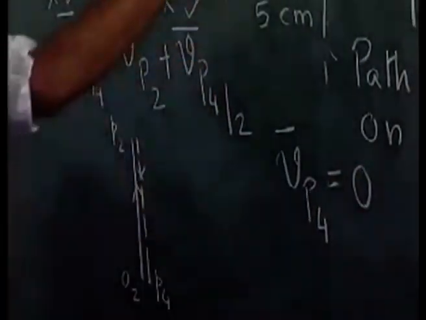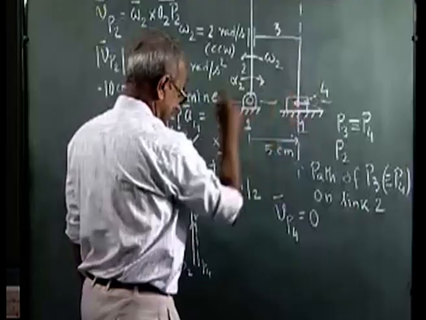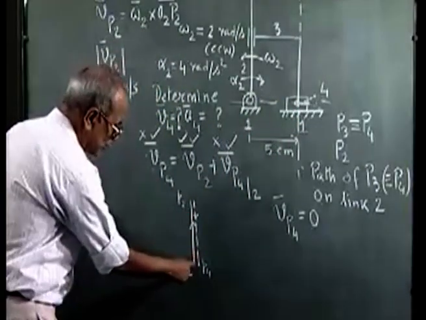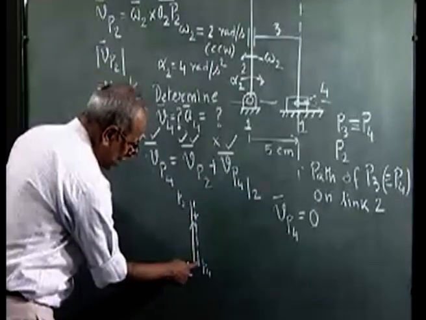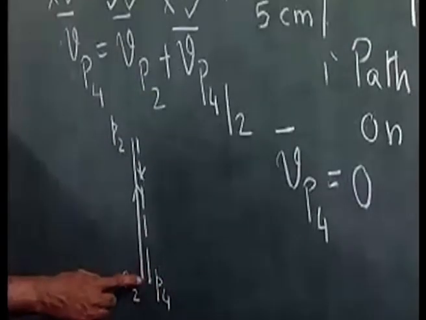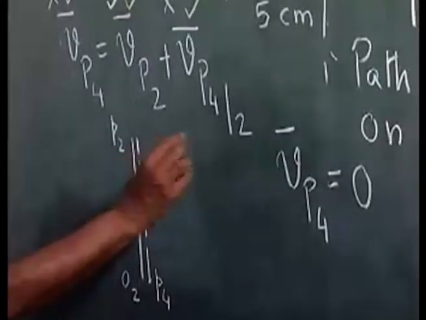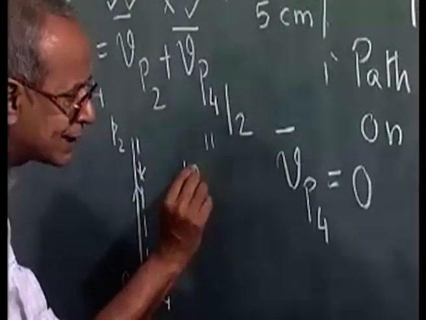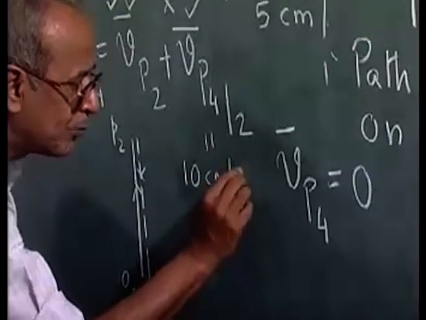That means this block is momentarily at rest. And what is Vp42? As this diagram shows, this vector and this vector are of equal length such that P4 becomes coincident with O2. So I get just Vp2 magnitude, which is 10 centimeter per second, but in the vertically downward direction.